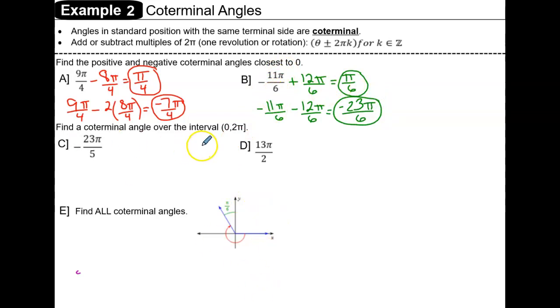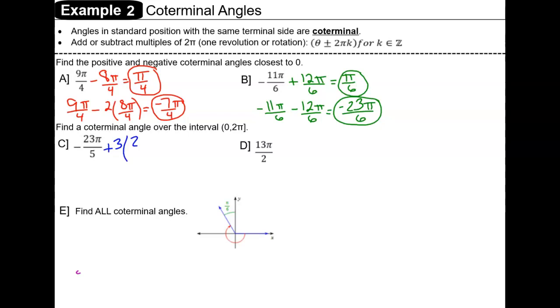Okay, now in C and D, we're finding a coterminal angle over the interval 0 non-inclusive to 2 pi inclusive, which is one rotation from the initial side of the angle. So since we're starting here at negative 23 pi over 5, I double the denominator to get 10 pi over 5, but negative 23 plus 10 still isn't positive. It's not in that interval. If I do 2 rotations in the counterclockwise direction, that would be negative 23 plus 20, which still isn't positive.